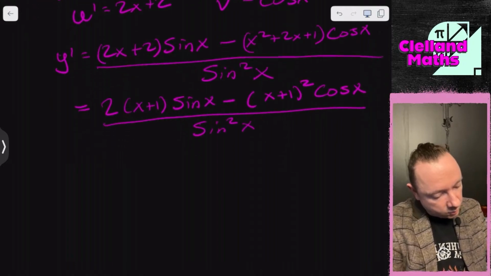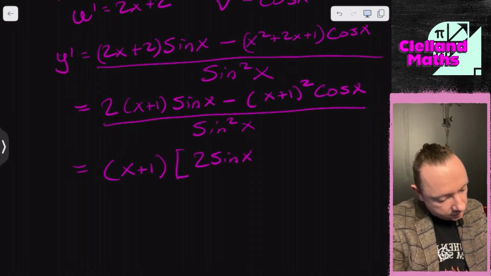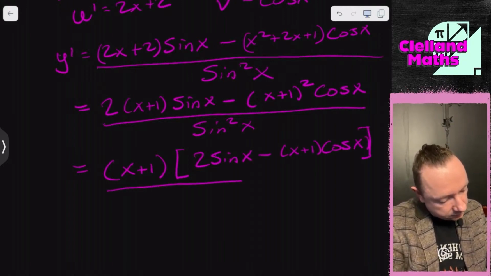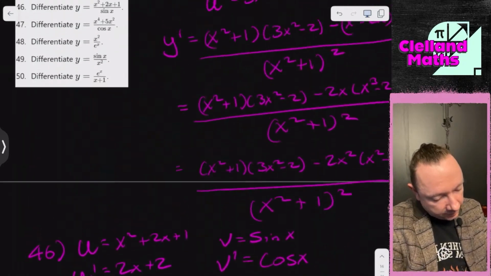So now I can take x plus 1 out as a common factor on the top as well. So that will give me 2 sine x here minus x plus 1 cos x here. That's quite nice. Not much else you can do. Is there 2 sine x minus x cos x plus 1 cos x? I'm tempted just to leave it there, I think. Okay, next one.